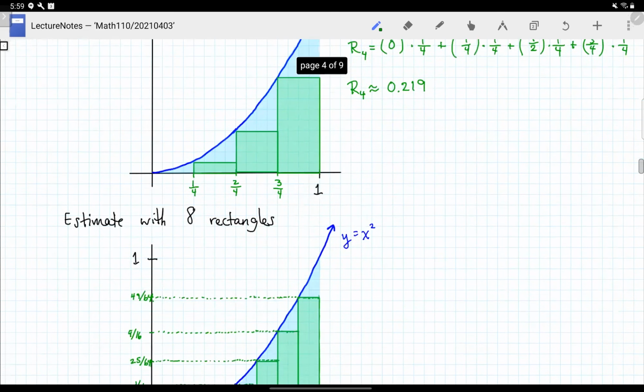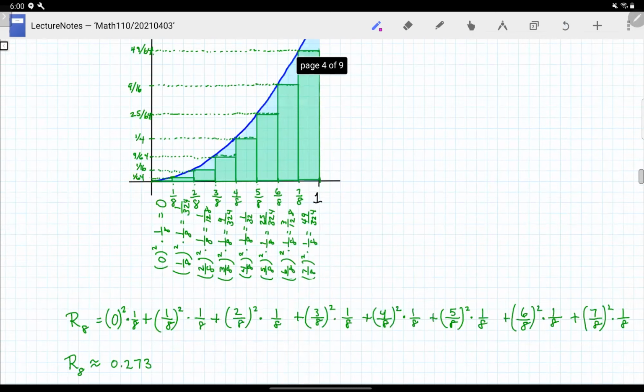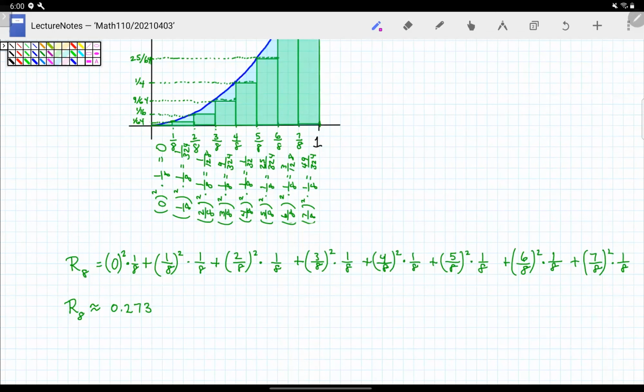Now with 8 rectangles, it looks just like this. Again, we're using the left endpoint to determine the height of the rectangle. So for example, for this fifth rectangle, I'm using 1/2 or 4/8 as the input to the function to determine the height. So its height is 1/4. Okay, 1/2 squared is 1/4. Now that one ends up being about 0.273.